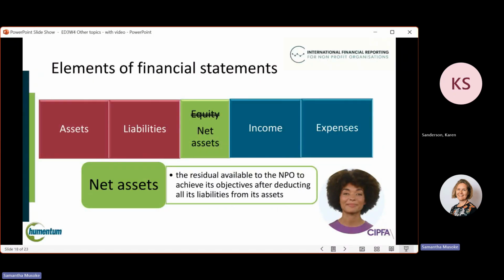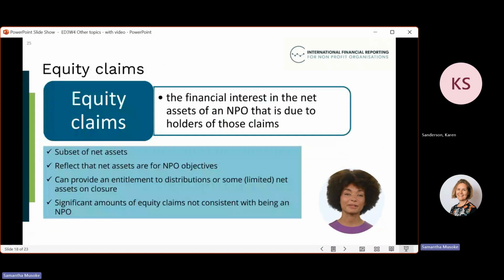In the rare instances where NPOs have some form of share capital or similar instrument, INPAG refers to these as equity claims. These are a subset of net assets. Equity claims are the financial interest in the net assets of an NPO that is due to equity claim holders. This reflects that the net assets are there for the NPO to achieve its objective and not primarily for distribution. Equity claims can provide an entitlement to distributions, or to assets over liabilities in the event of the NPO being dissolved. In some cases, this financial interest may be sold, exchanged.